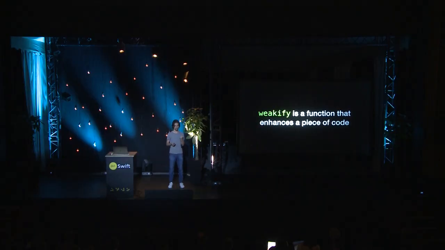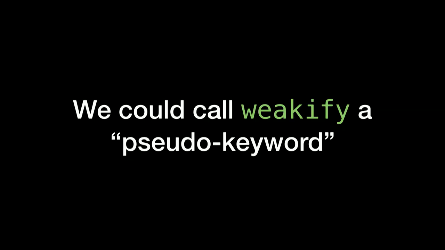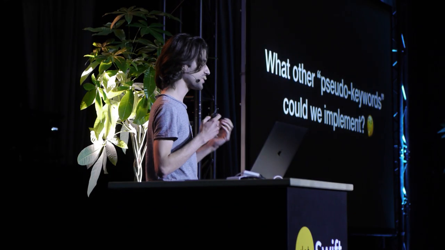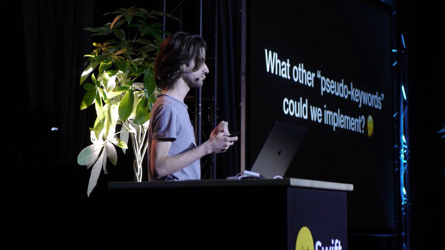OK, let's take some time to reflect on what we've just achieved. This wikify, it's a function, but it's a particular function because it's a function that enhances a piece of code. So we could call it a pseudo keyword because the way we use it is very similar to a built-in language keyword, except that we've made it ourselves, which means it is really tailored to our needs, which is pretty cool. OK, so what kind of other keyword could we implement? So there are many choices, but there is not an infinite amount of time. So let's pick one.